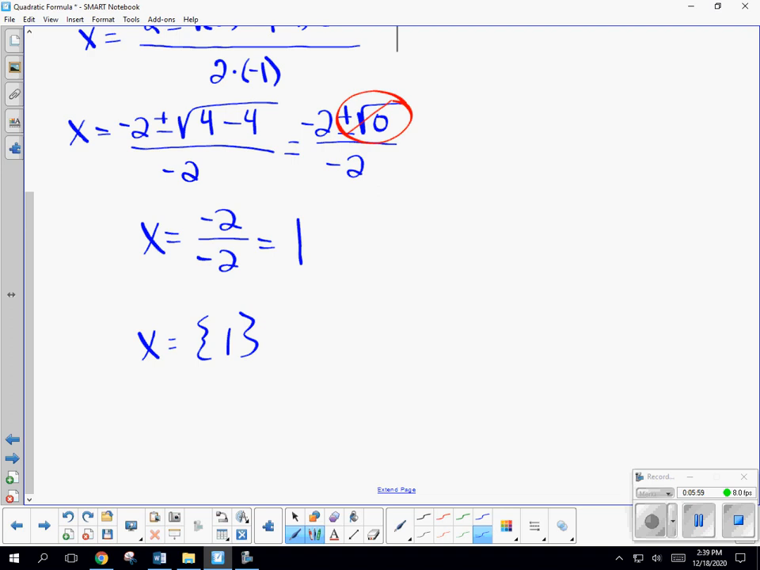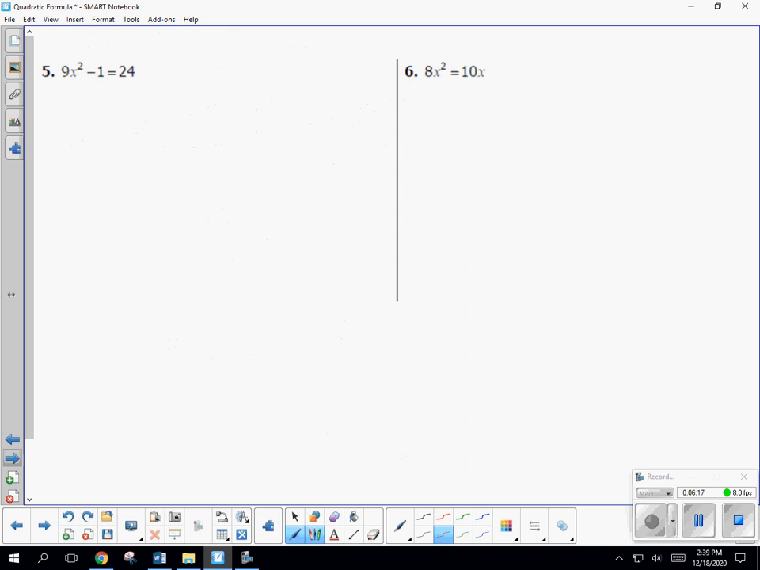So in this case, we only have one solution. And what that means is that our quadratic will come up and touch at 1 and then change direction. That's why we have one solution here.